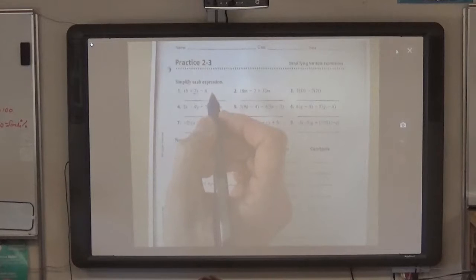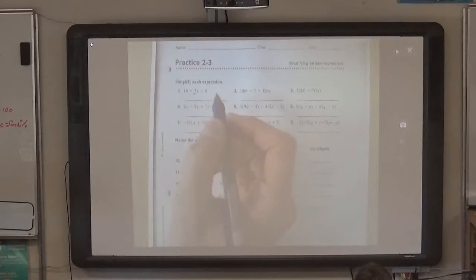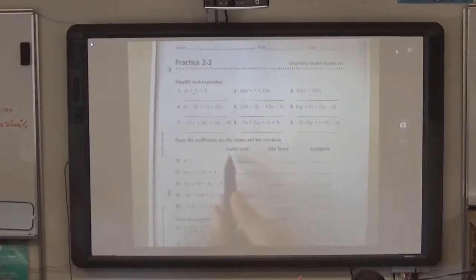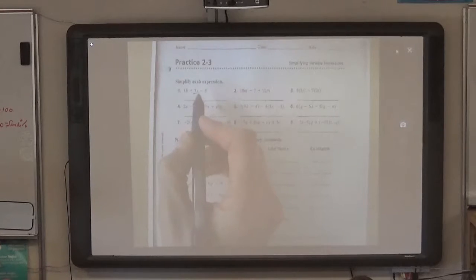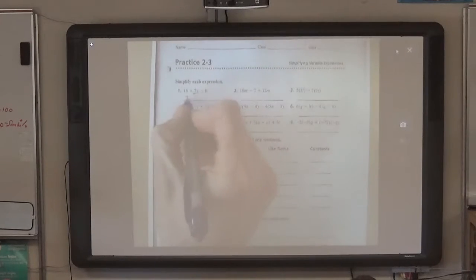Roy? Is it a 7y or? Yeah, 7y. What is the 7 called? Right there. Coefficient. It's called the coefficient. It tells you how many of the variable there are. So this is 7 y's. Can we add the 7 y's to any other y's in this expression? No. So that just stays 7y.